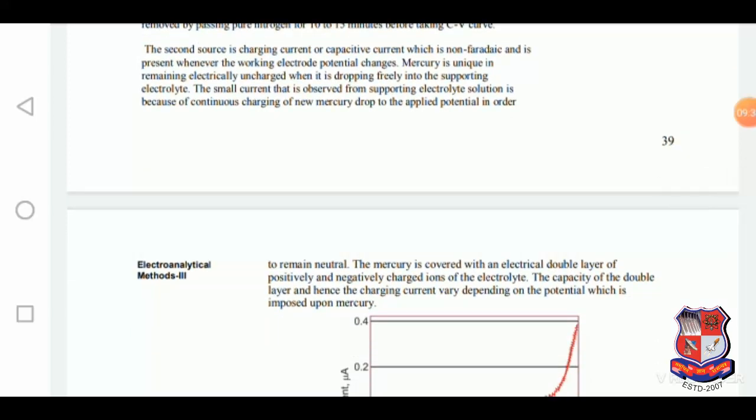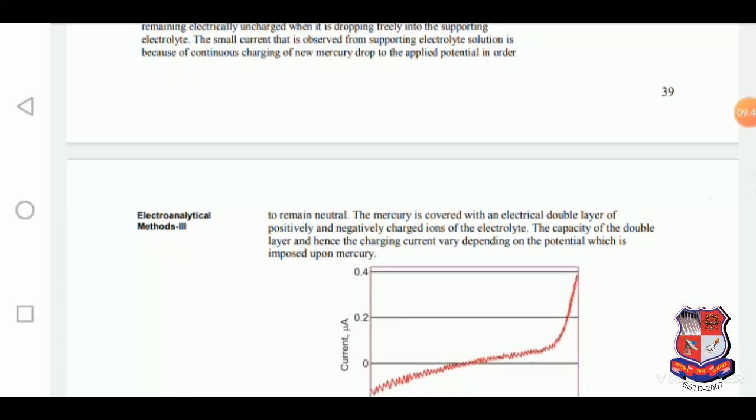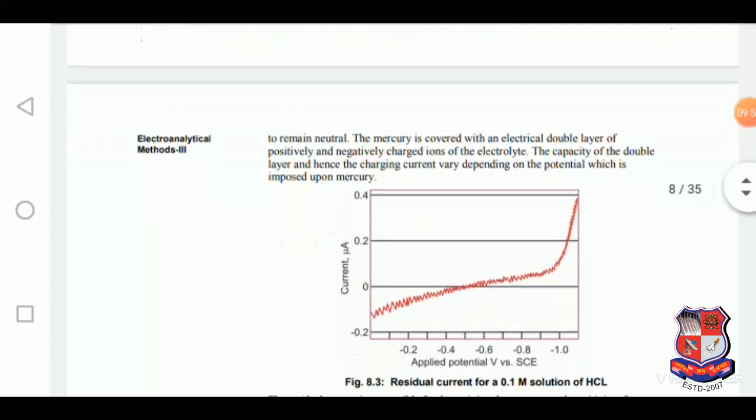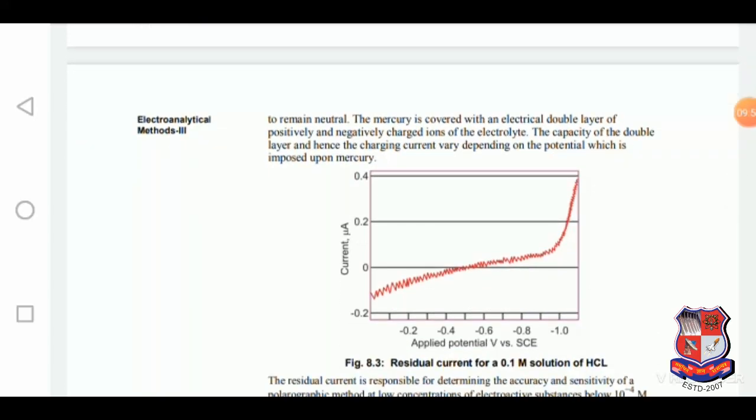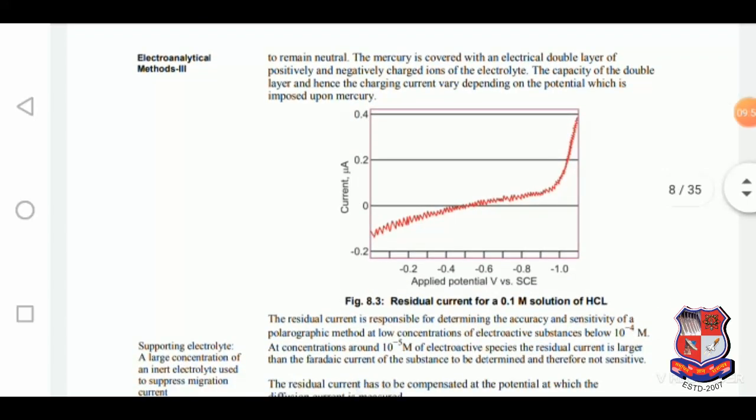The mercury is covered with an electrical double layer of positively and negatively charged ions of the electrolyte. The capacity of the double layer, and hence the charging current, varies depending on the potential which is imposed upon the mercury. Residual current for a 0.1 molar solution of HCl is demonstrated here graphically: as the applied voltage versus SCE increases, the current also increases.